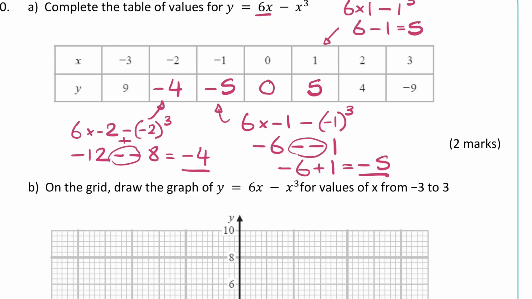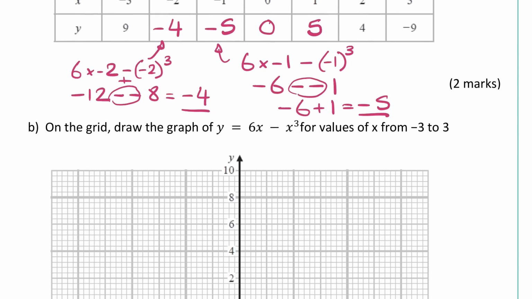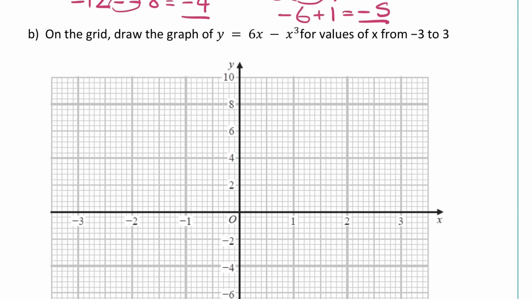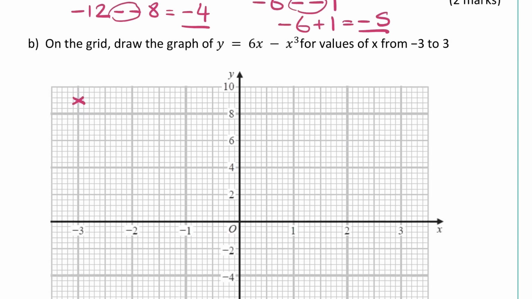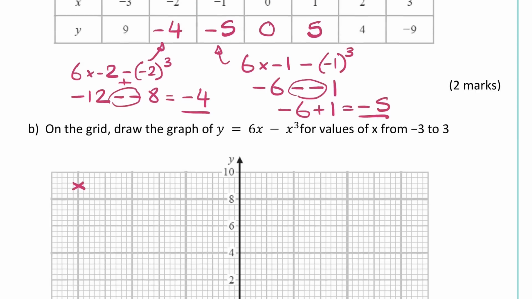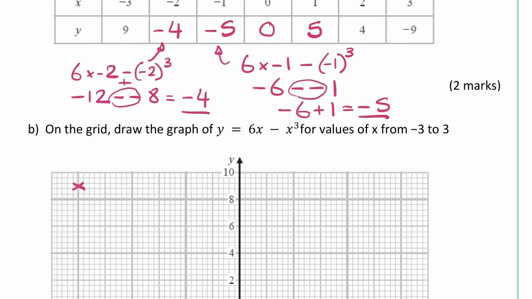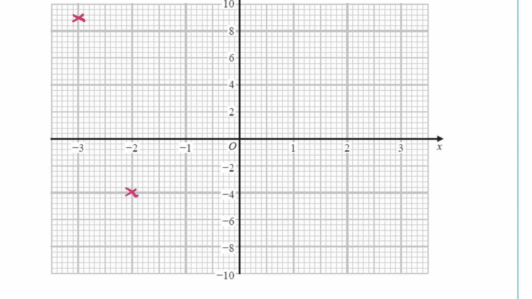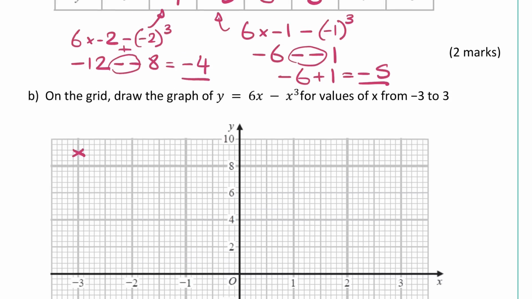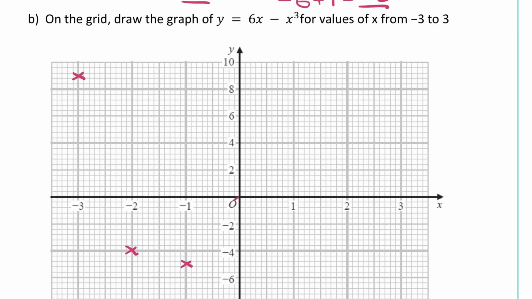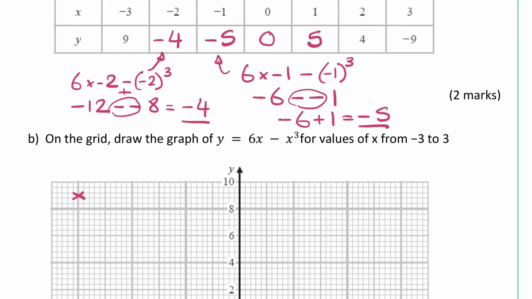Okay, so we need to plot these coordinates, and we need to plot them very carefully. We have negative 3 on the x-axis going to 9. Let's check that. Negative 3, 9 is up there between 8 and 10, so we'll do it as accurately as we can. We then have negative 2 to negative 4. That's going quite a big jump down. Right, so negative 2 down to negative 4 here. Negative 1 to negative 5, just there. 0, 0, that's a nice one at least. 1, 5.